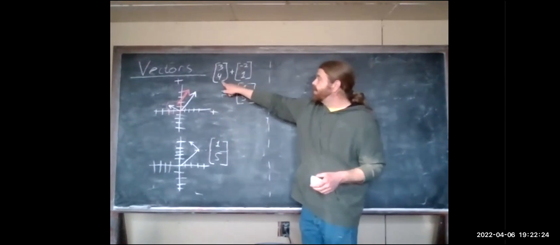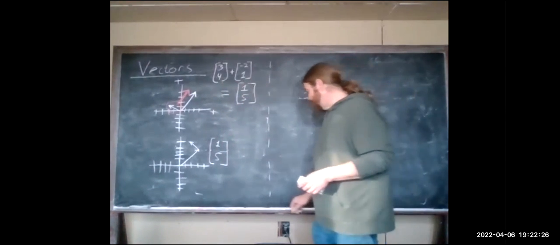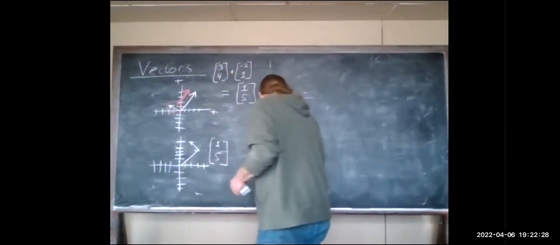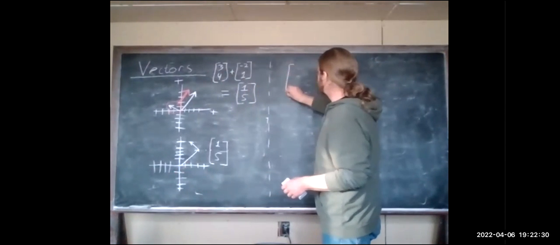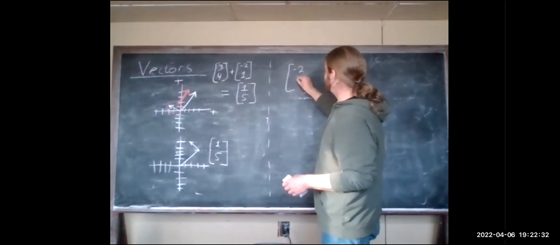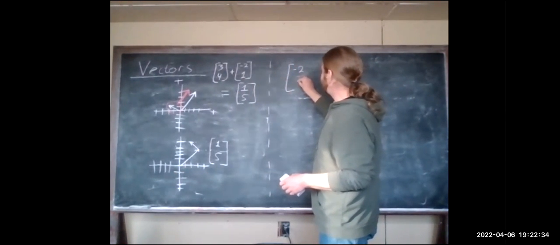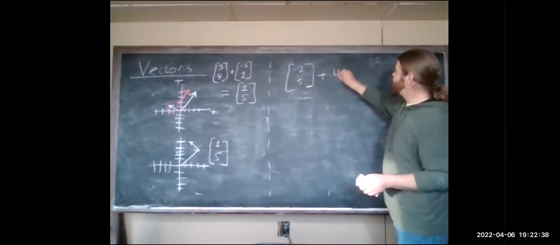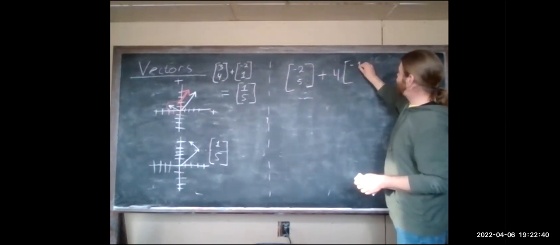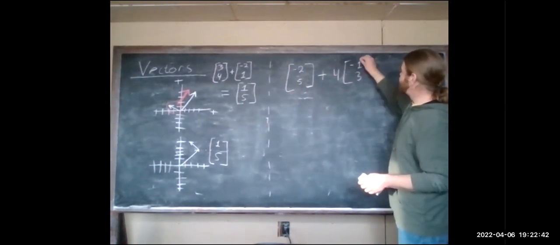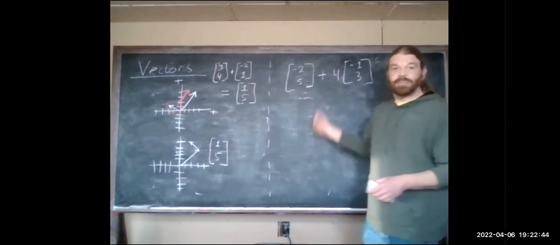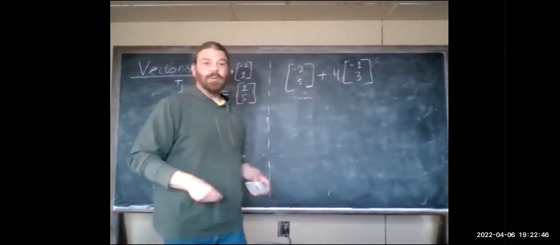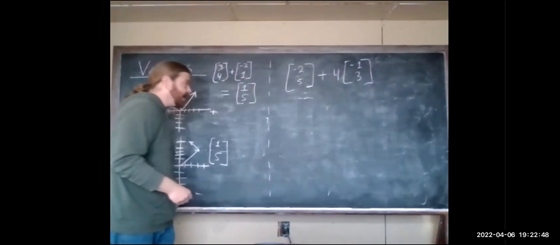I'll give you a vector, something like -2, 5, plus 4 times -1, 3, and ask you to do that math. So that'll be one of the questions when we get to that.